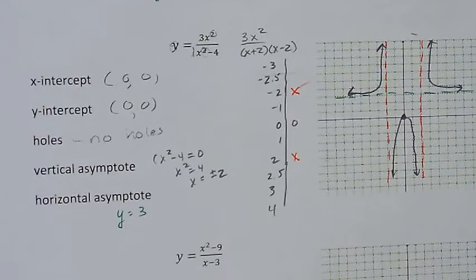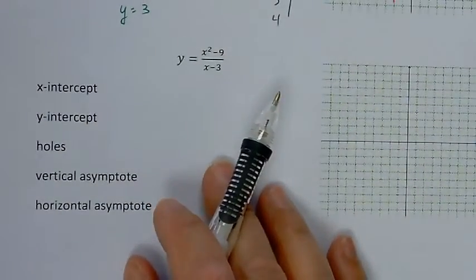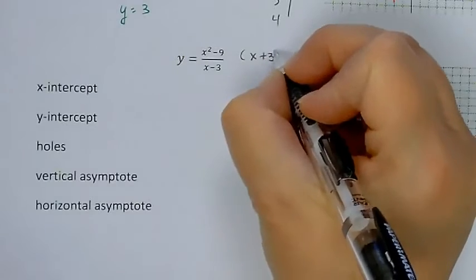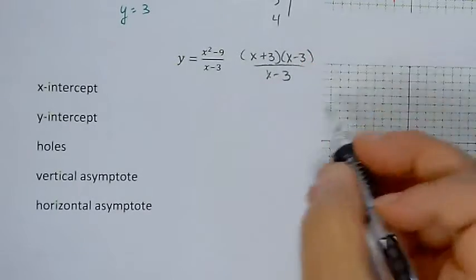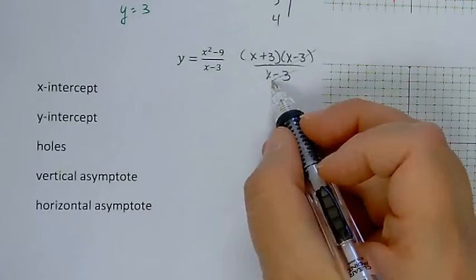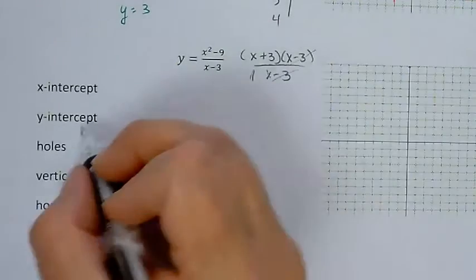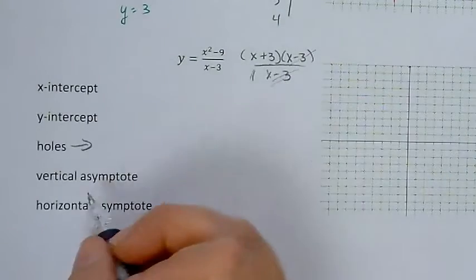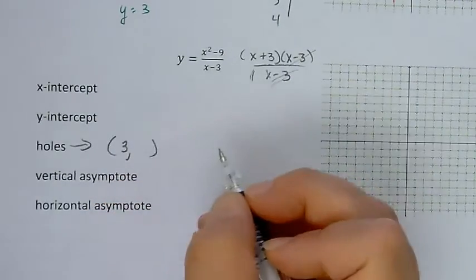All right, let's do this last one. We're not going to graph it. We'll just find the different characteristics. So the first thing I want to do is factor it. And what I notice is these cancel out, so there'll be a 1 here. So I am going to have a hole this time, and the hole would be the place where this becomes 0. So I'm going to have a hole at 3 for x.